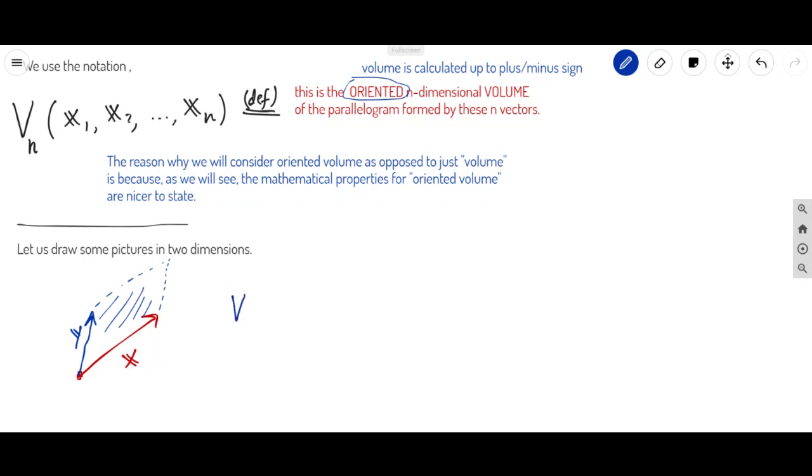Now, the way we determine the orientation, so here, if we were to write v2 of x comma y, in this case, this would be the positive area, because you can get from x to y with your right hand.